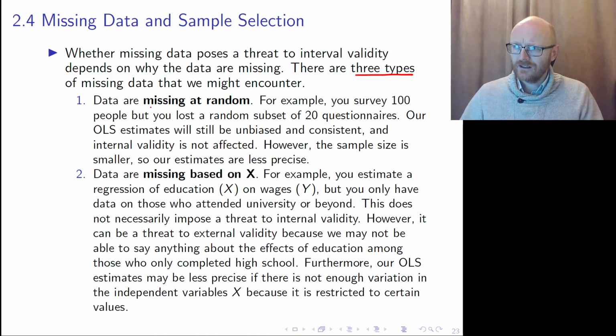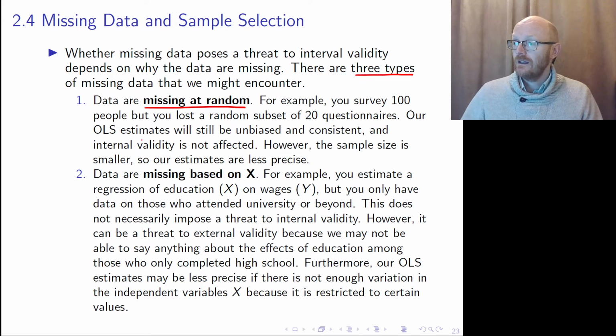The first one is that the data are missing at random. For example, you survey 100 people, but at random you lose 20 of them. This is actually no problem as long as you have enough remaining data, because you lost the data at random. It's like you still have a random sample, right?